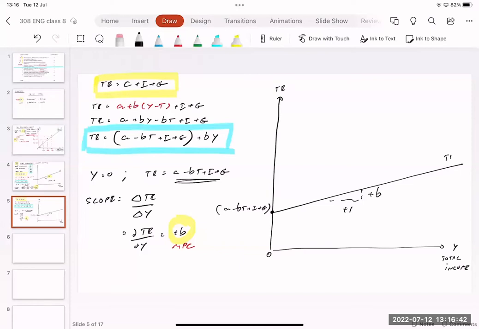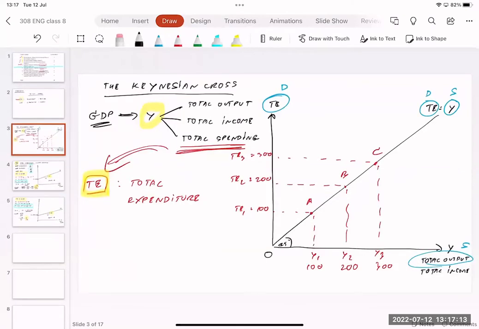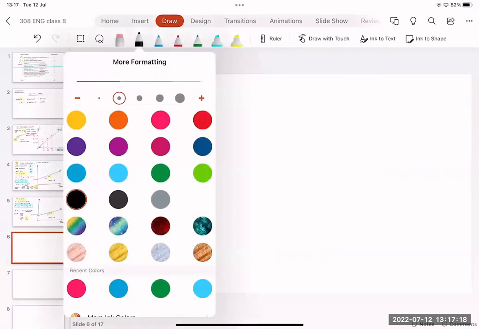This is the total expenditure curve. The total expenditure curve slope depends on the value of B. So after I can find the curve of total expenditure, next I'm going to bring the total expenditure curve, put it together with the 45-degree curve and find the meaning of it. Okay, so I go into the next slide here.